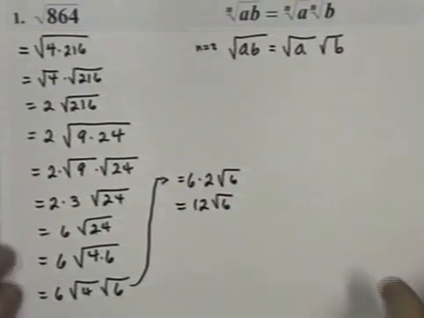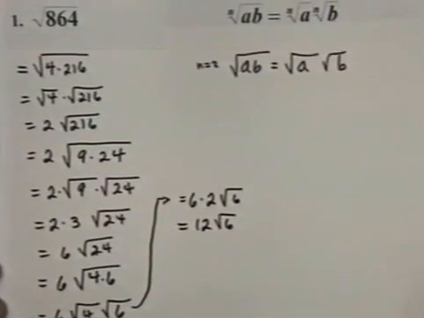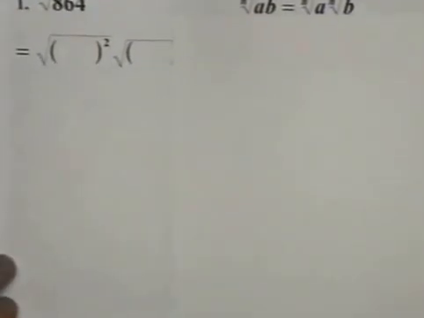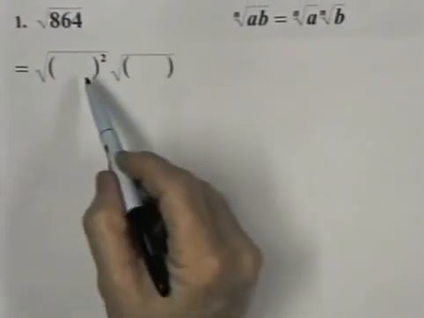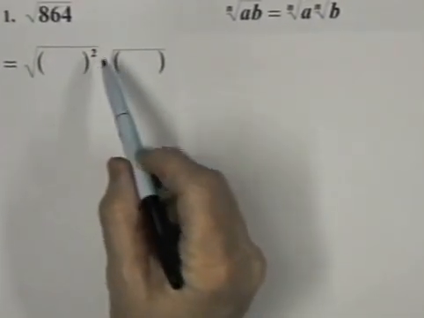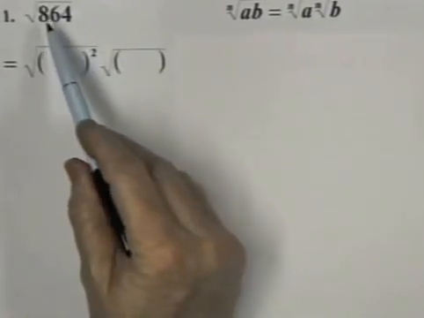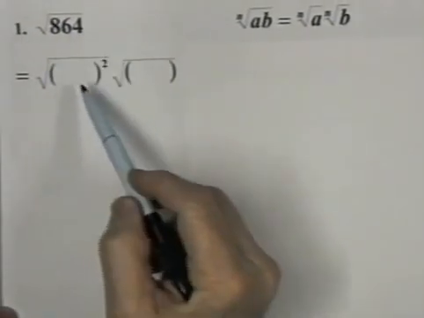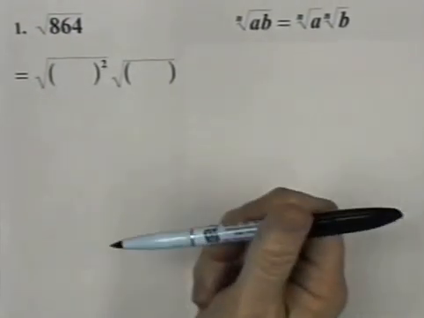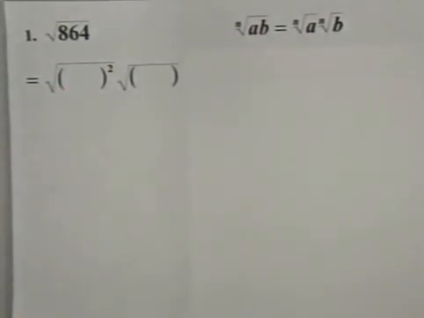But let's do that a second way, and not quite so long. The approach I want to take is to try to gather up all the perfect squares and find the biggest one to start with. If I can find the largest perfect square that's a factor of 864, then I can do this really in one fell swoop, so to speak. So let's do that.